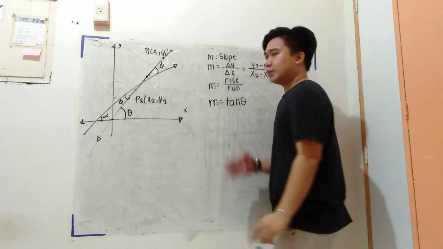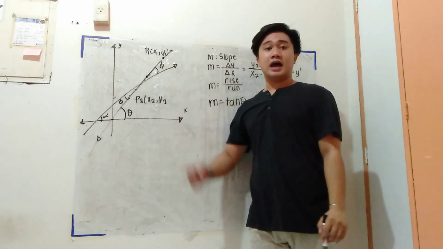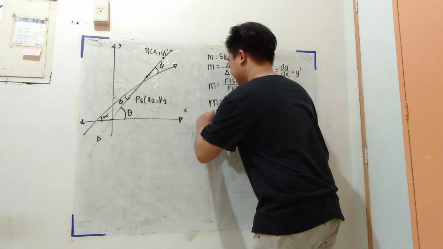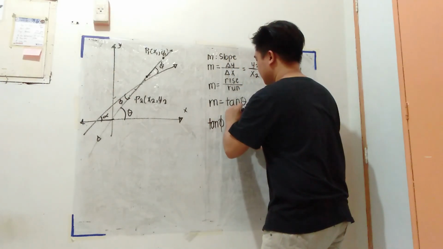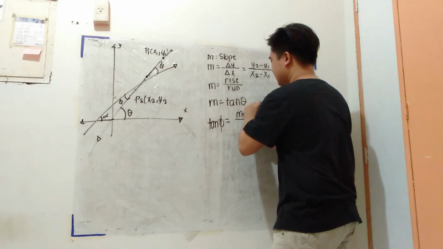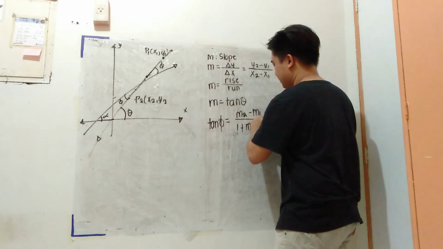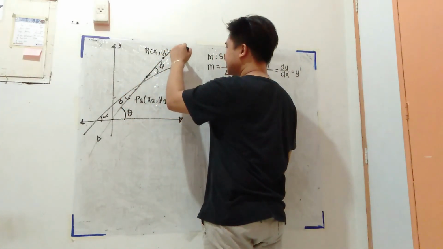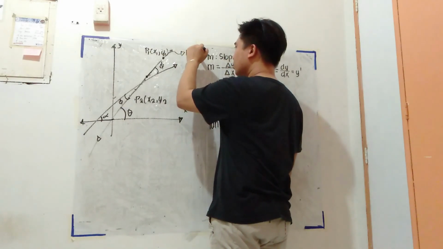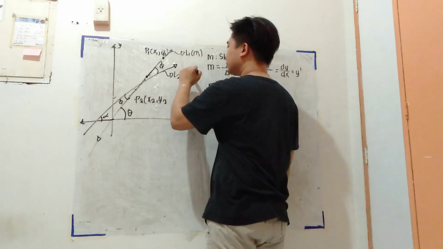Okay? And we have a formula to get that value of acute angle. So, tangent phi is equal to m2 minus m1 all over 1 plus m2 m1. Taking into consideration that this is line 1 that gives m1 and this is your line 2 that gives m2.